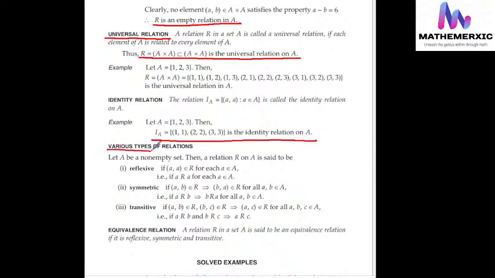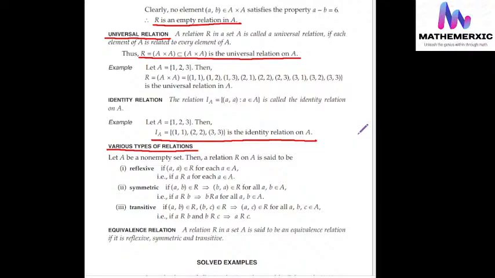Various types of relations. Let us see. Let A be a non-empty set, then a relation R on A is said to be reflexive if (a, a) belongs to R for a belongs to A. That is, if a R a for each a belongs to A, then it is reflexive in nature. Symmetric: whenever (a, b) belongs to R, (b, a) belongs to R for all a, b belongs to A. That is, if a R b implies b R a, then it is symmetric in nature.